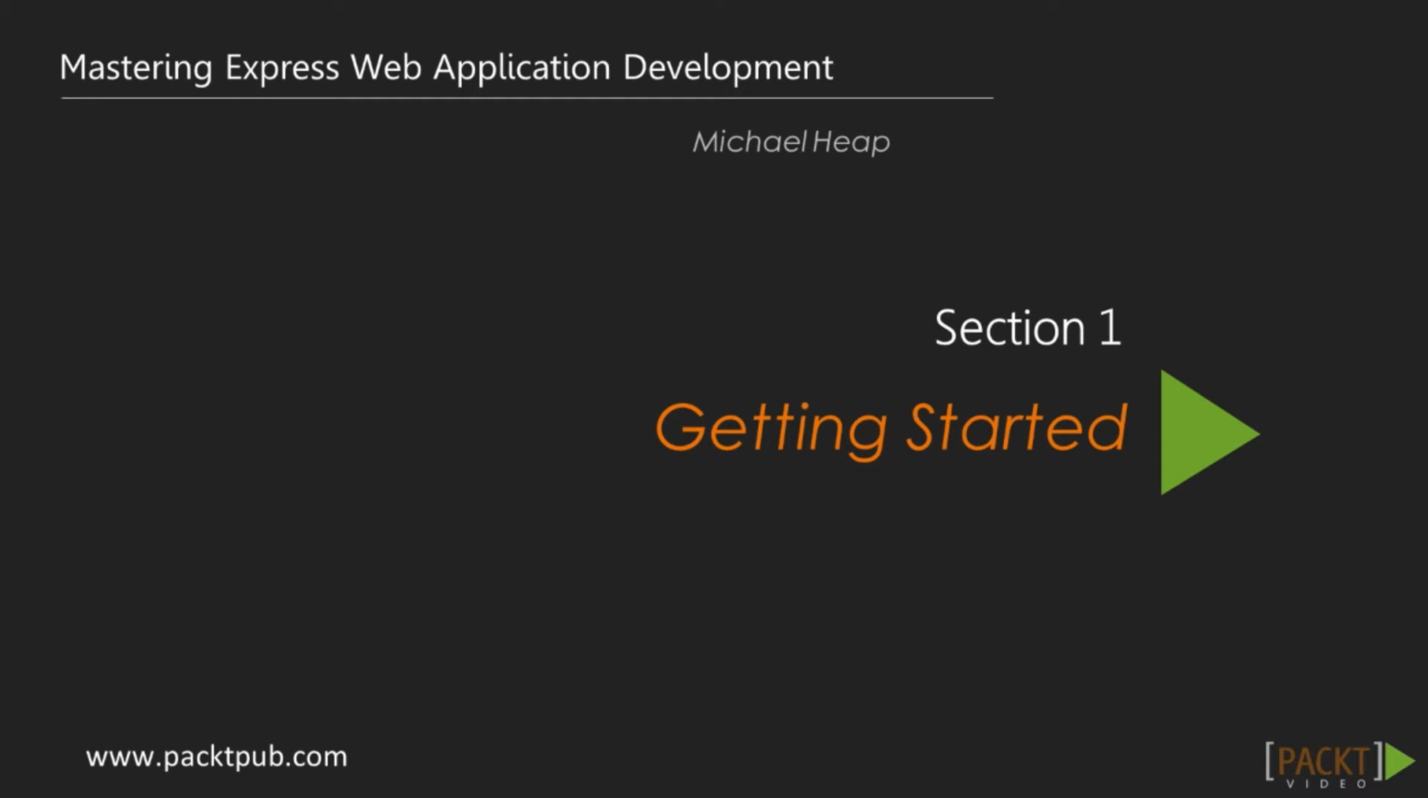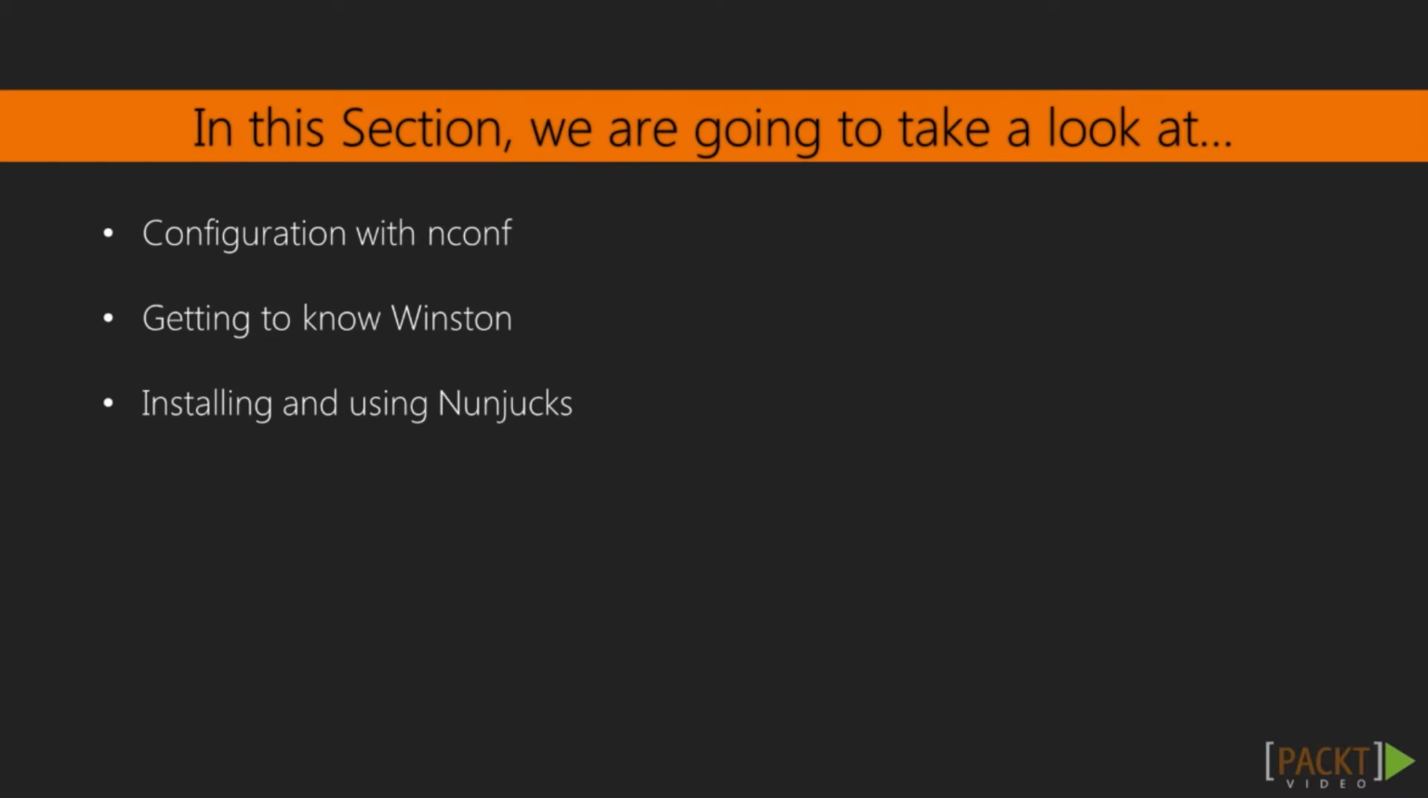Section 1. In this section, we'll be learning how to configure nconf. nconf is an open source tool which is used as a configuration module. We'll familiarize ourselves with Winston, a logging library which we'll use to log various aspects of our application. And installing Nunjucks, which is an alternative templating language to be used with Express.